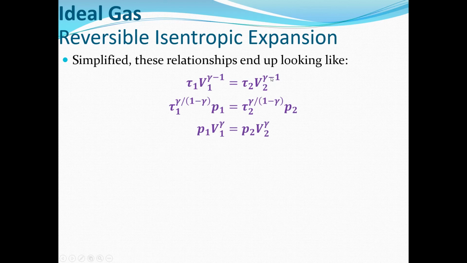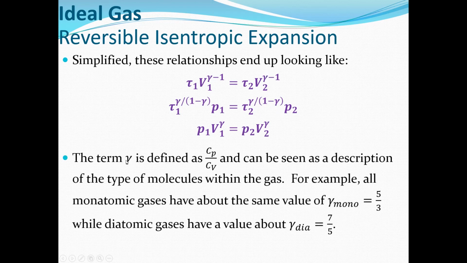So the way that they're rewritten is they're rewritten like this. What we do is we incorporate this new term called gamma. Now, gamma is defined as the heat capacity at constant pressure divided by the heat capacity at constant volume. And it turns out the reason we're using that is that this ratio is always going to be the same depending on what type of molecule we're dealing with.